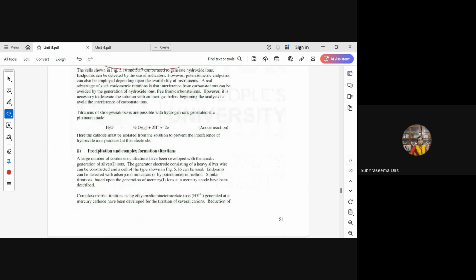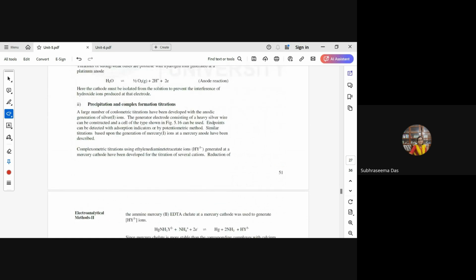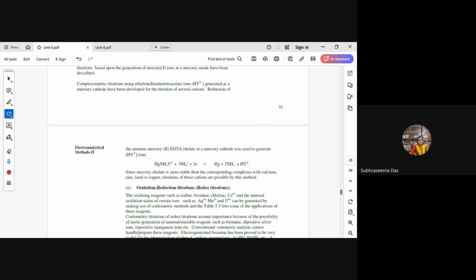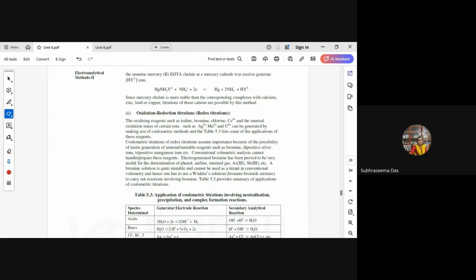Secondly, they are used in precipitation and complex formation titrations. A large number of coulometric titrations have also been developed with anodic generation of silver ions. They are also used in oxidation reduction, that is redox titrations. The oxidizing reagents such as iodine, bromine, and the unusual oxidation states can be generated by making use of the coulometric methods.